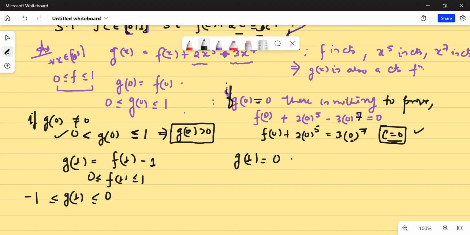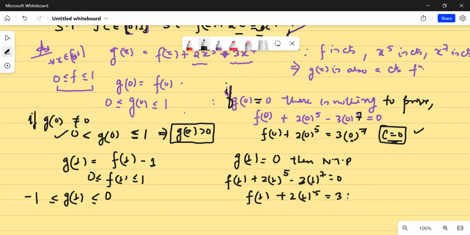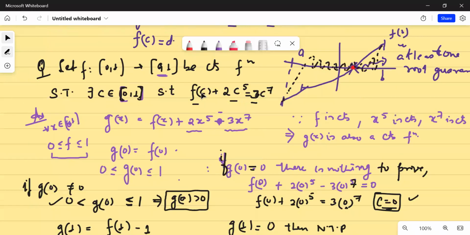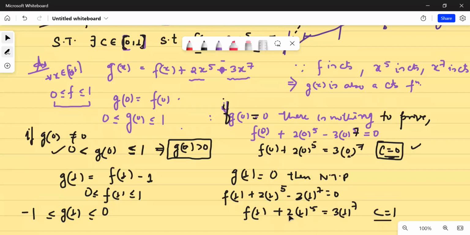Now, if g(1) is equal to 0, again there is nothing to prove. Why is there nothing to prove? Because if g(1) is equal to 0, that implies f(1) plus 2 into 1 to the power 5 minus 3 into 1 to the power 7 would be equal to 0. Or in other words, f(1) plus 2 into 1 to the power 5 is equal to 3 into 1 to the power 7. So c would be equal to 1 only here. So that is nothing to prove, because what we had to show was whether f(c) plus 2c to the power 5 can equal 3c to the power 7. Yes, it can, provided you take c equal to 1.